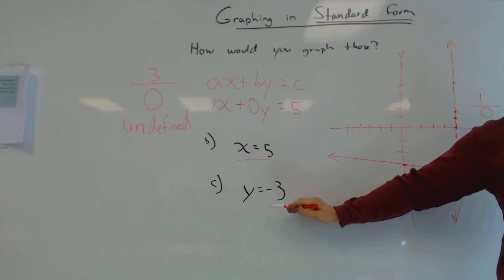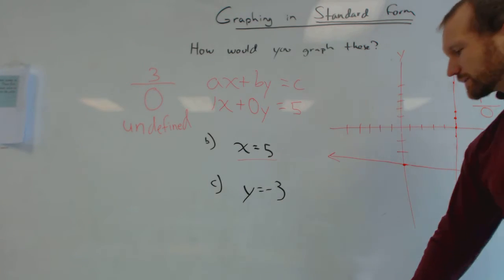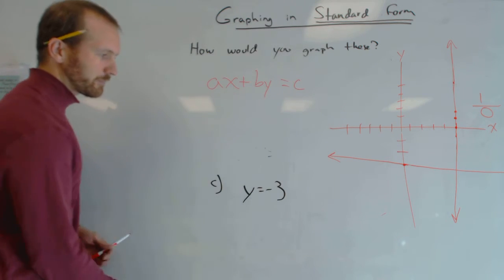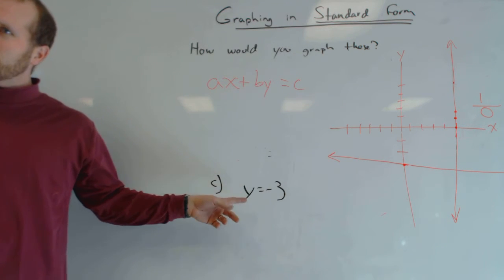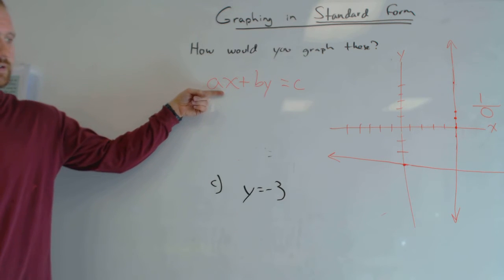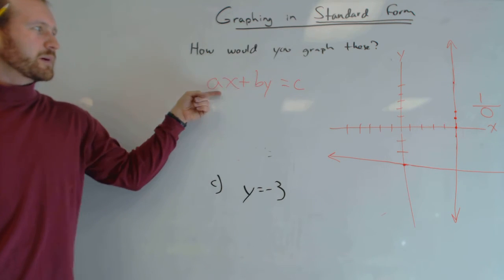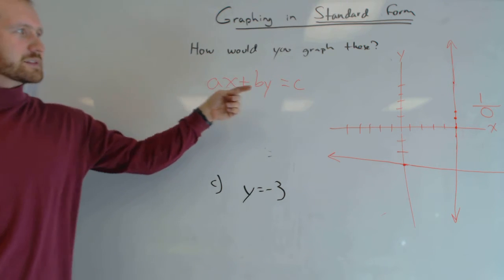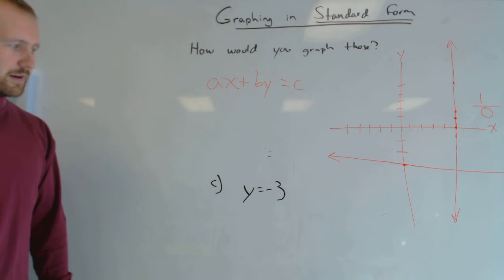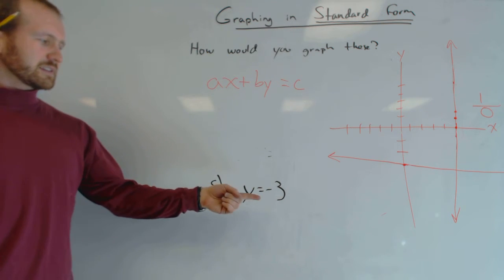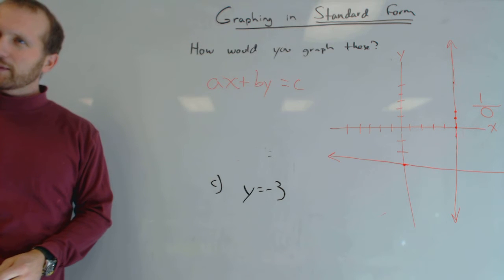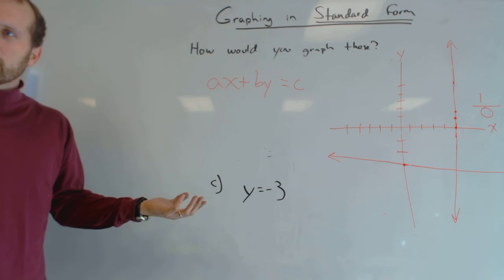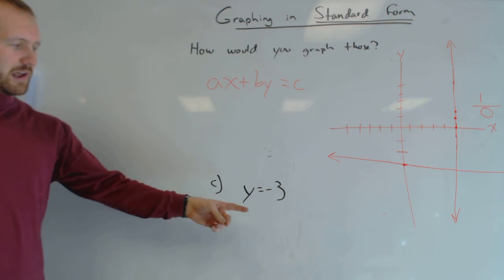Let's look at this one now, though. So y equals -3. Is that in standard form? What's a? 0. What's b? 1. What's c? -3. Okay, is this in slope-intercept form? Yes. Y equals something.